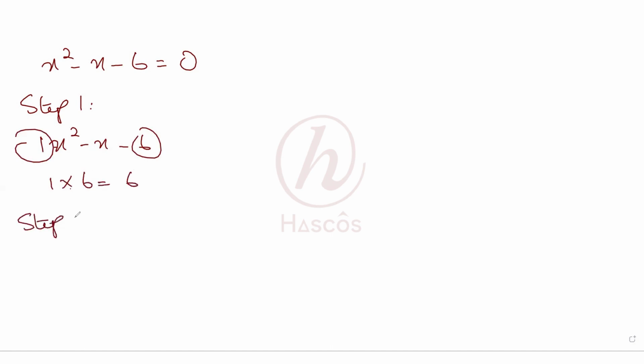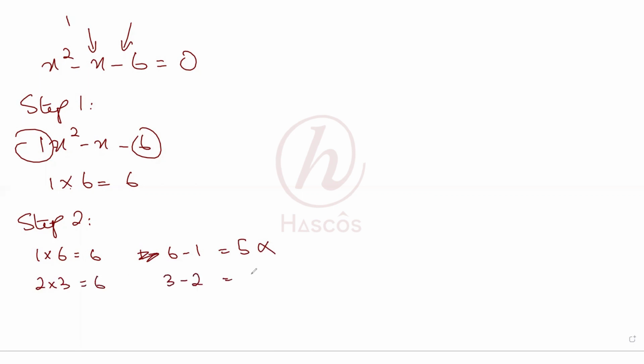In step number 2, we're going to look for factors of 6 that subtract to give us the middle term, which is 1. So 1 times 6 does give us a 6, and 6 minus 1 gives us a 5, which is not the middle term. And 2 times 3 gives us a 6, and 3 subtracted by 2 gives us a 1, which is the middle term.